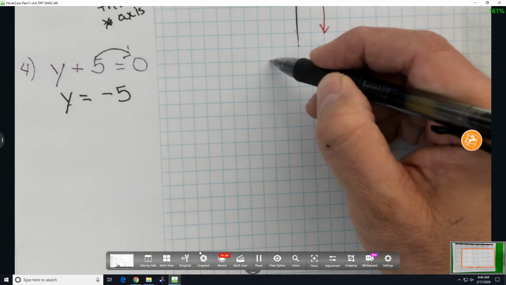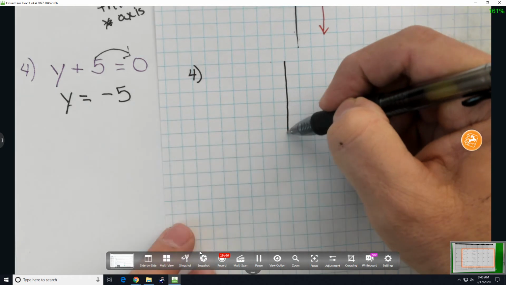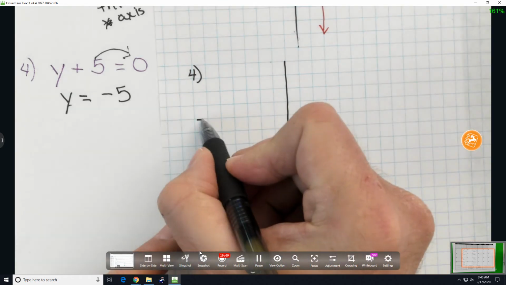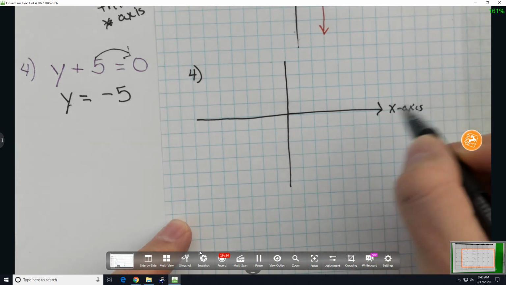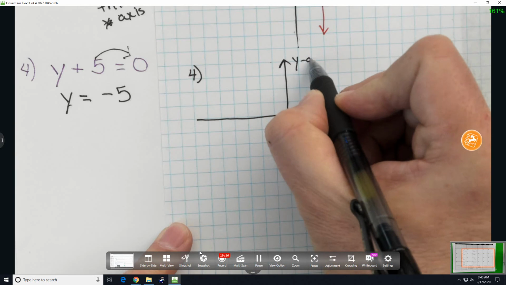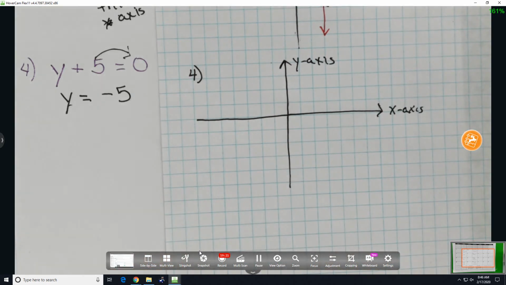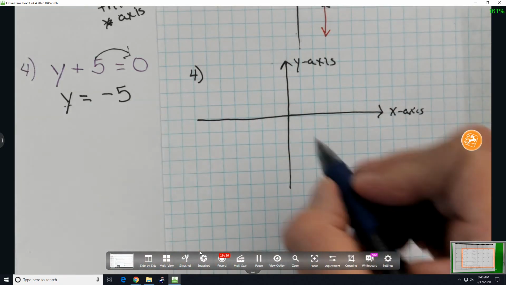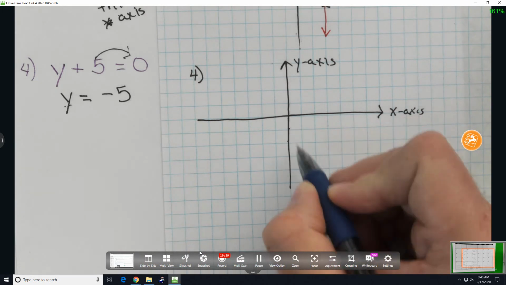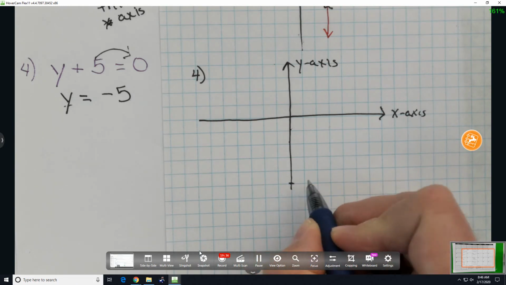Let me draw this problem number 4. There's the x-axis, the y-axis. I'm looking for a line that's passing through this axis, that's the y-axis, at -5. So let's locate -5. 1, 2, 3, 4, 5. What sort of line is this going to be? Vertical or horizontal? Horizontal.